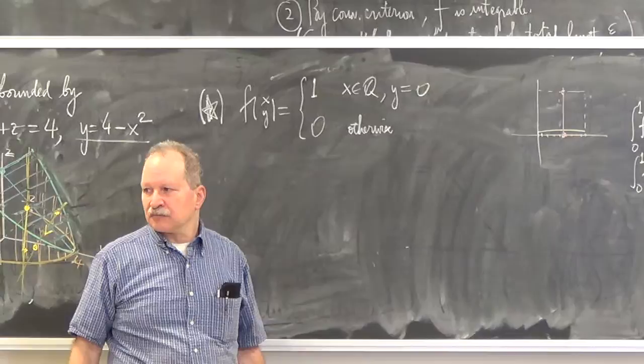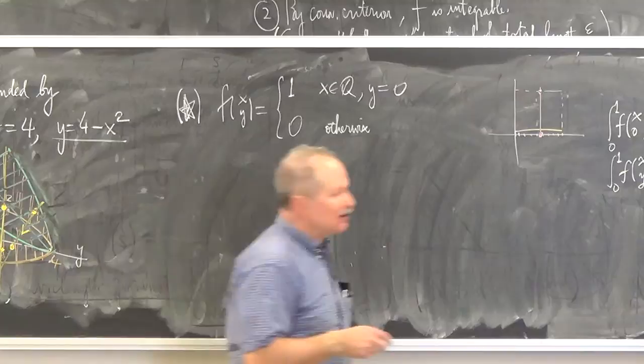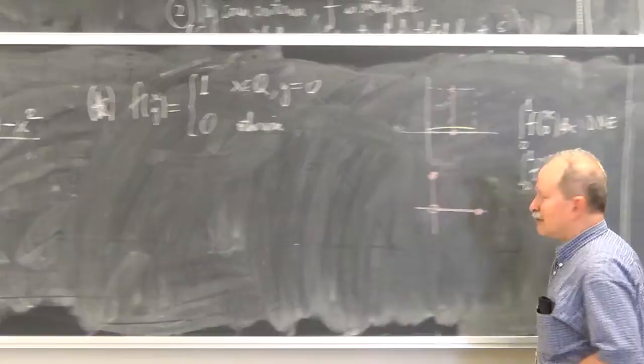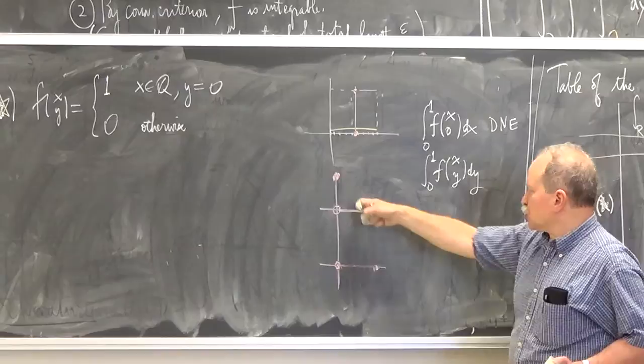It's either 1 at any point on there, or it's just going to be 0. So that function either looks like this, or it looks like dead 0. If x is rational, it looks like this. If x is irrational, it looks like this. Both of those are integrable with integral 0.